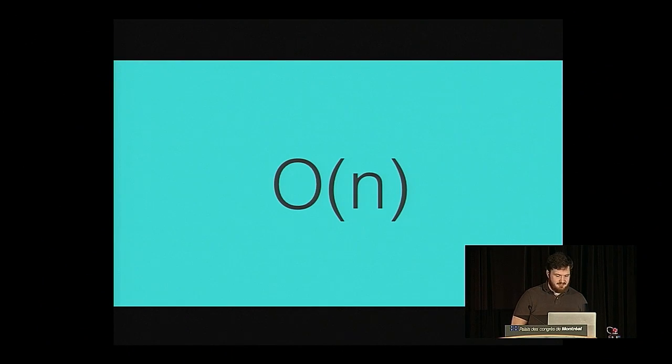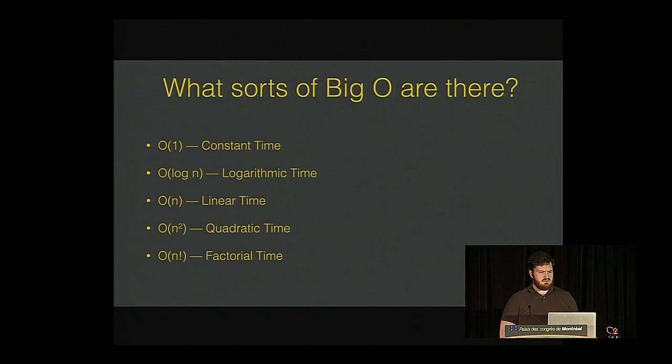So let's talk about big O notation. This is kind of what big O notation looks like. There is an O function. It is a big O, and it has a few things that can go inside the parentheses. The types of big O that there are: O of 1, which is called constant time. O of log n is logarithmic, O of n is linear, O of n squared is quadratic, and O of n factorial is factorial. And there are more than this.